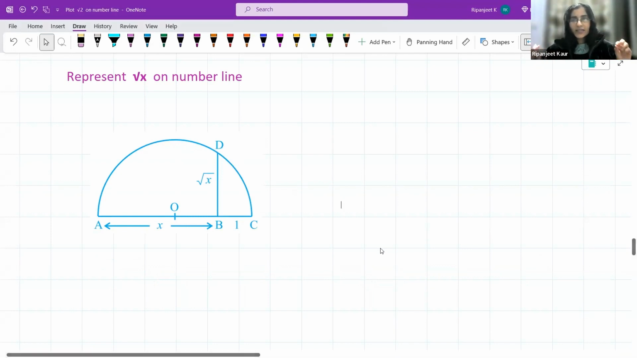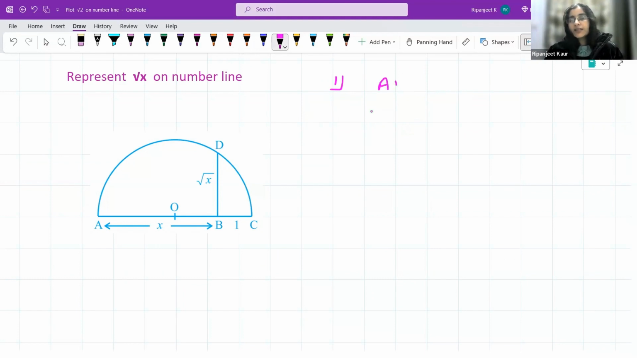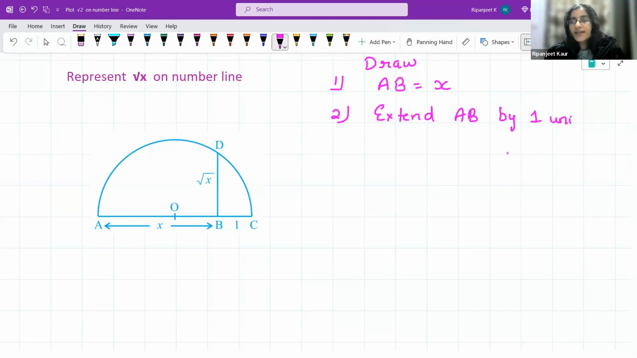So x is any number and we have to find the square root of x on the number line. So how can we do that? So what is the first step? Well, firstly, we have to draw a length equal to whatever is given. So we have to draw AB equal to x. Okay. So what is the second step? Extend AB by 1 unit. This is the second step.